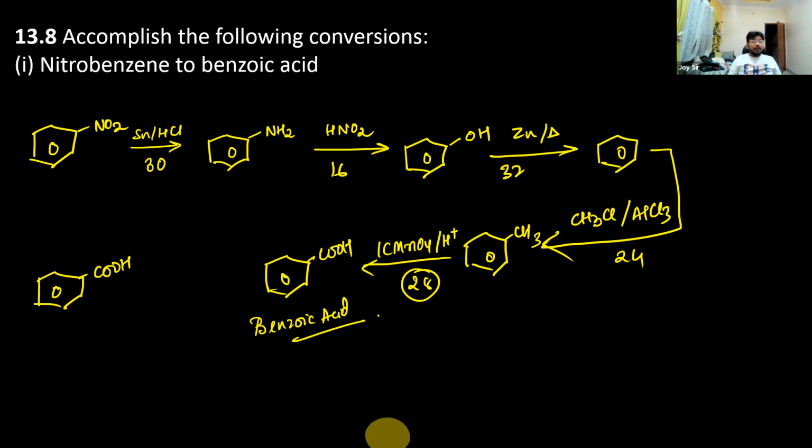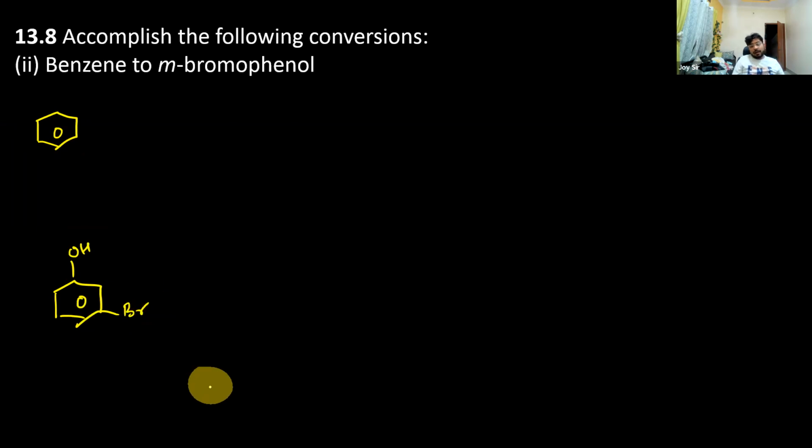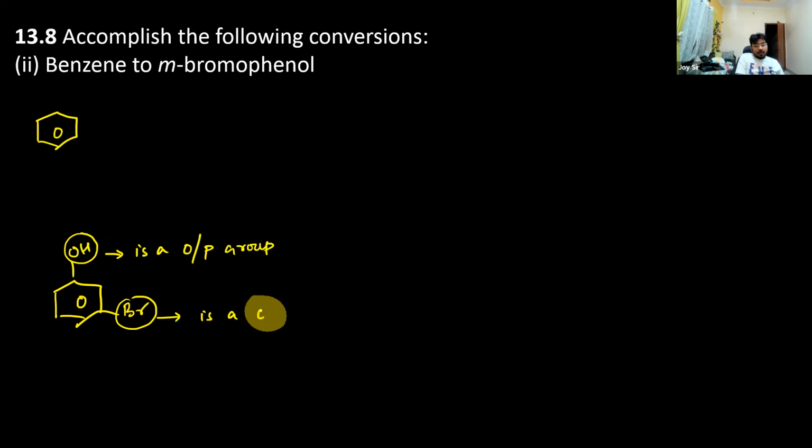Fine. Next, benzene to M bromophenol. Here there is something interesting. This is phenol, this is bromophenol. Previously I have given you the list of ortho-para directing groups. The OH group is an ortho-para directing group, an OP group. And bromine is also an OP group.